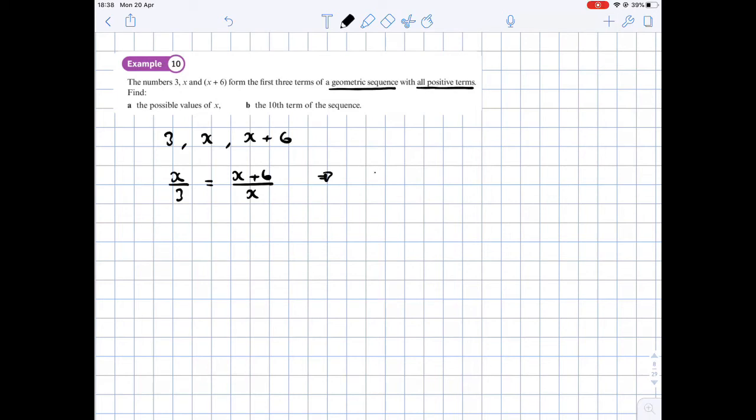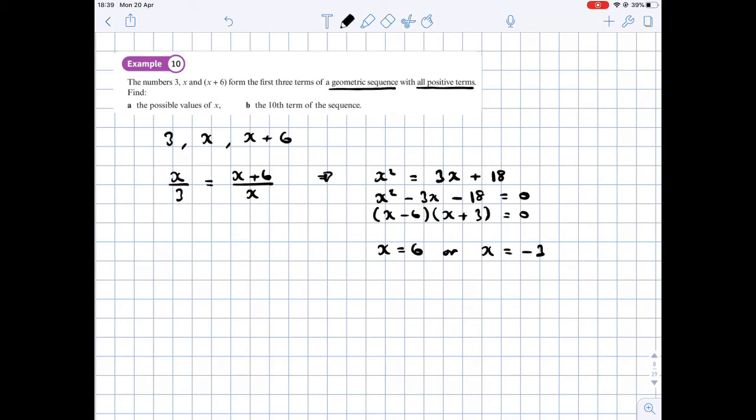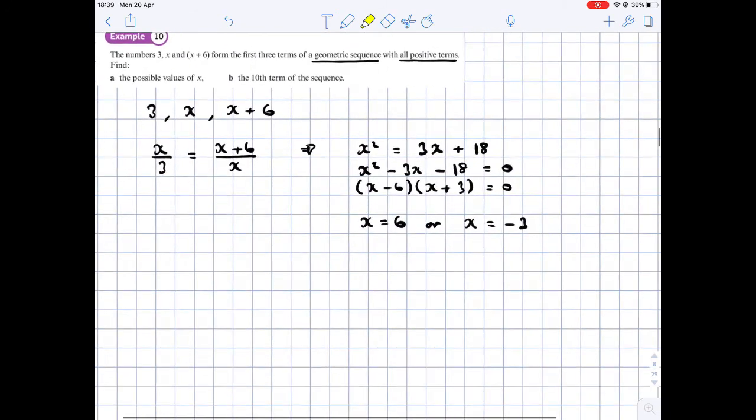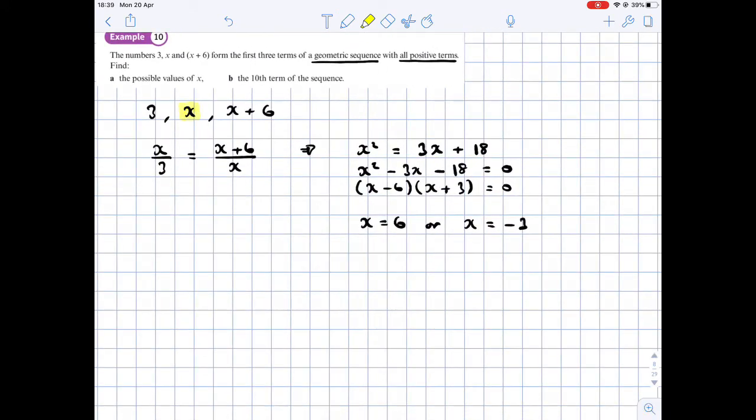Now we have an algebraic fraction in an equation. So multiplying this out gives me x squared equals 3x plus 18. Rearranging, next, we want to try and solve this. This factorises, giving us that x is equal to 6 or x is equal to minus 3. However, we can see that x must be positive. So therefore, x is equal to 6.